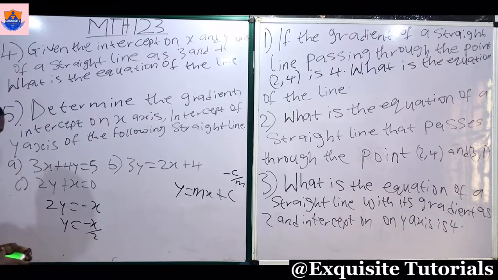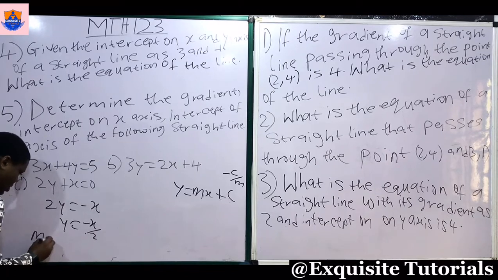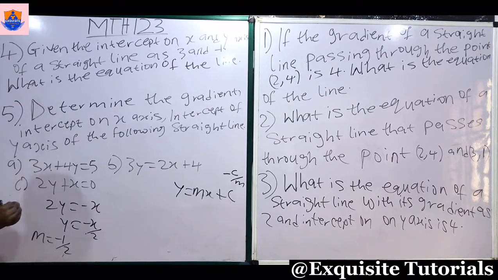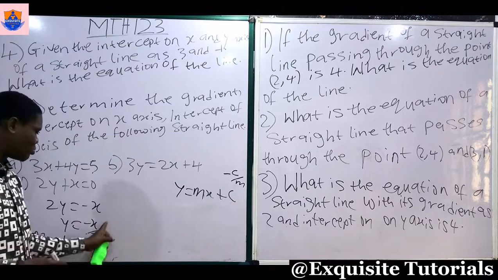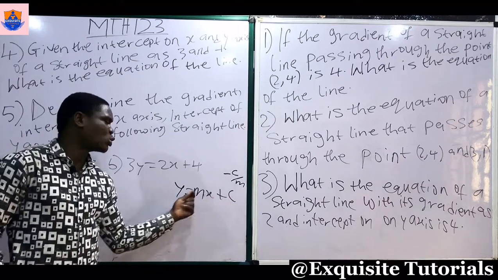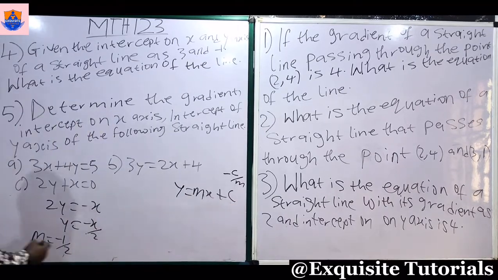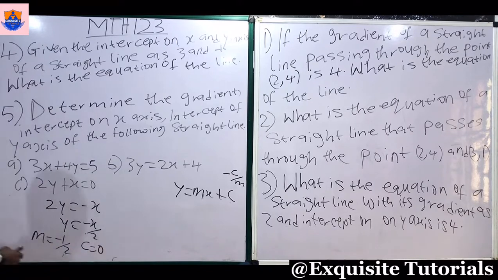So the gradient of this line, m, is minus 1 over 2. Now if you look carefully, there's nothing added to this part. So the intercept on the y-axis becomes 0.